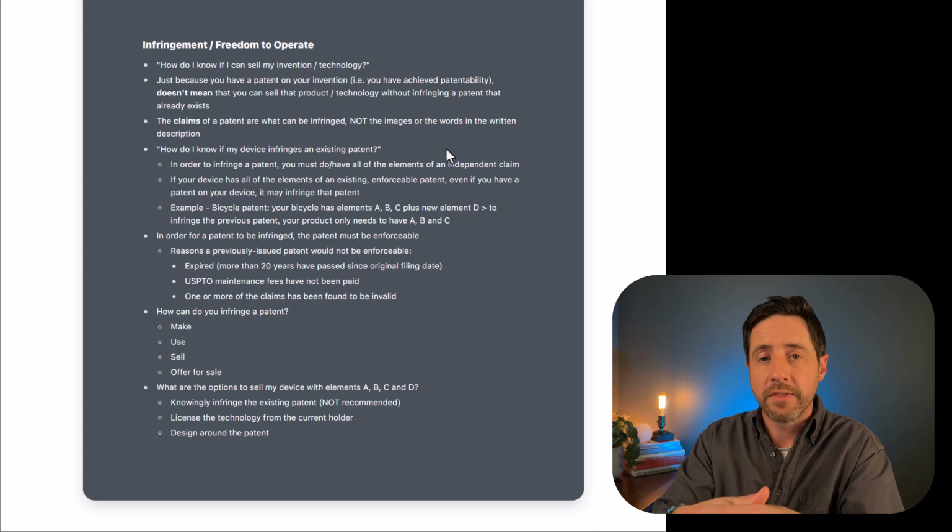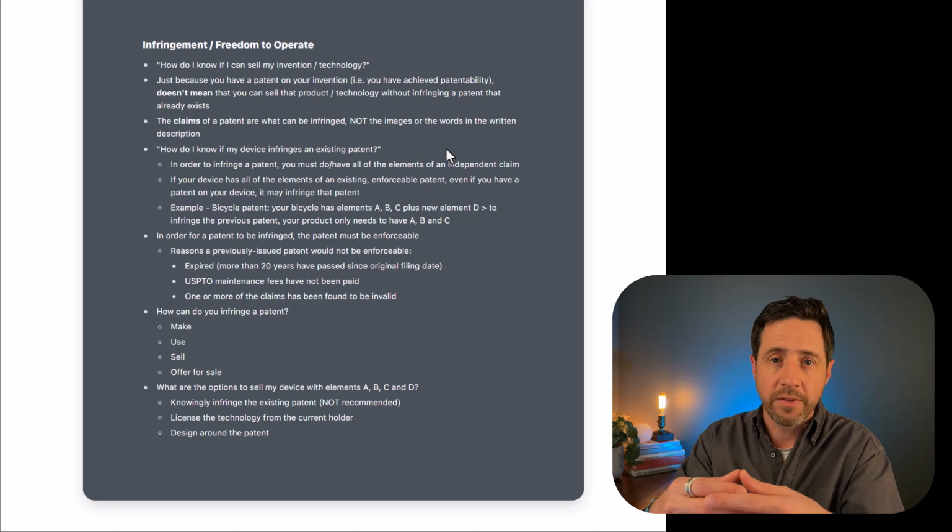Another less common thing that could cause a patent to not be enforceable is that through some lawsuit or some other court proceeding or validity challenge, a court or legal entity has found that one or more claims of that patent are not valid and therefore become unenforceable.